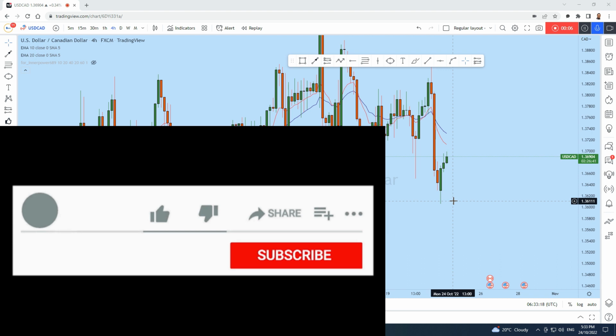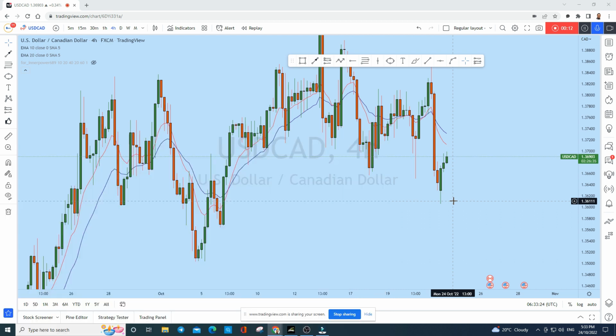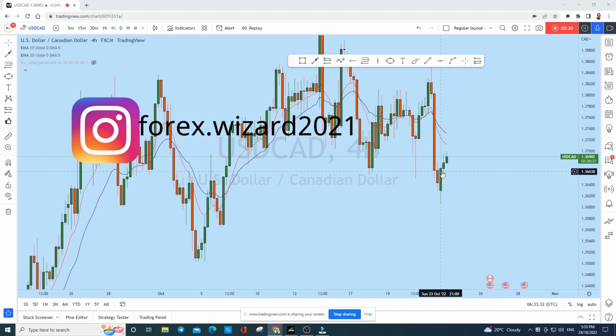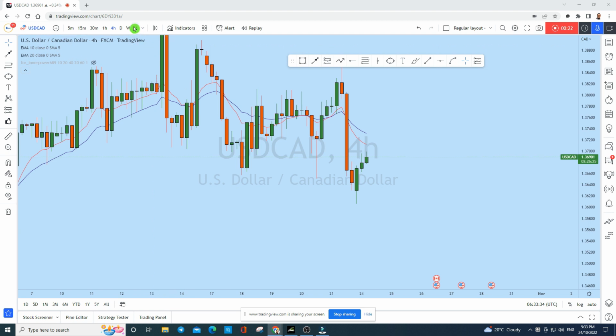Let's do a complete multi-time frame analysis of USD CAD. Let's see what kind of trading opportunity we currently have in dollar CAD. As you can see on the lower time frame, we could find a significant trading opportunity. Before we discuss what it is, let's do a complete multi-time frame analysis. Then we'll jump onto this time frame to see how we can trade dollar CAD.